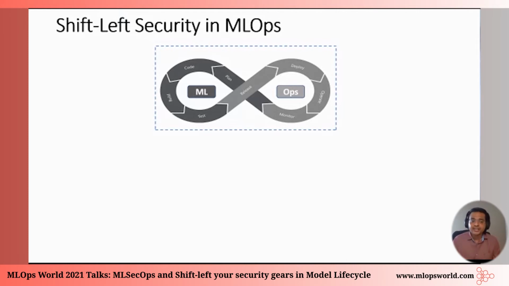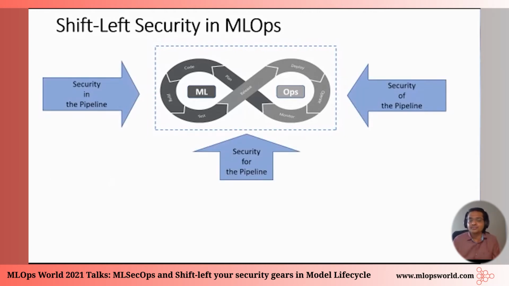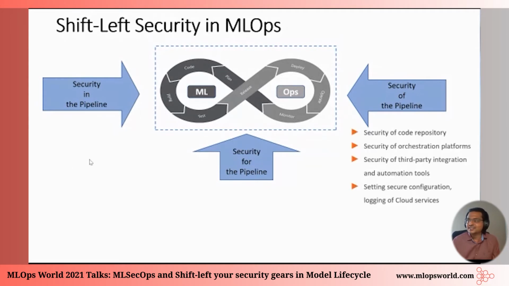But the way security gets integrated, especially from the perspective of the shift-left approach, is interesting. And here we go with the different categories of security in the MLOps pipeline. Security in the pipeline, security for the pipeline, and security of the pipeline. Now it looks like I'm having some fun with the word security, but not really. You'll see how this comes into action.